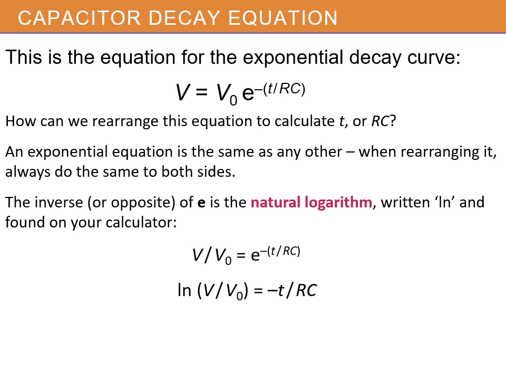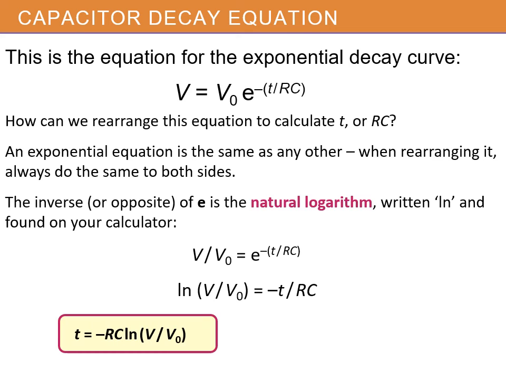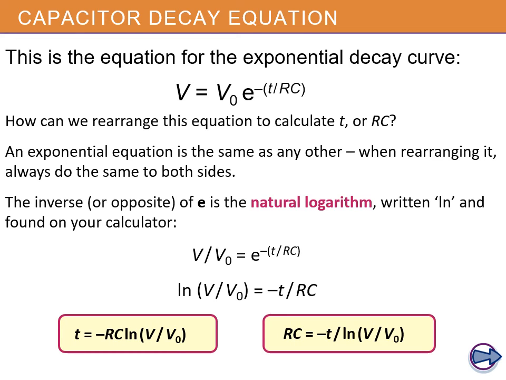When you take the natural log of exponential terms, the power comes down as a constant, and ln e equals 1. So by using this relationship and a little calculation, you can rearrange this equation for time, or you can rearrange this equation for RC. This calculation is important because we will use these equations in our numerical questions. If you don't understand this, you can pause this video and do a little mathematics practice for that.